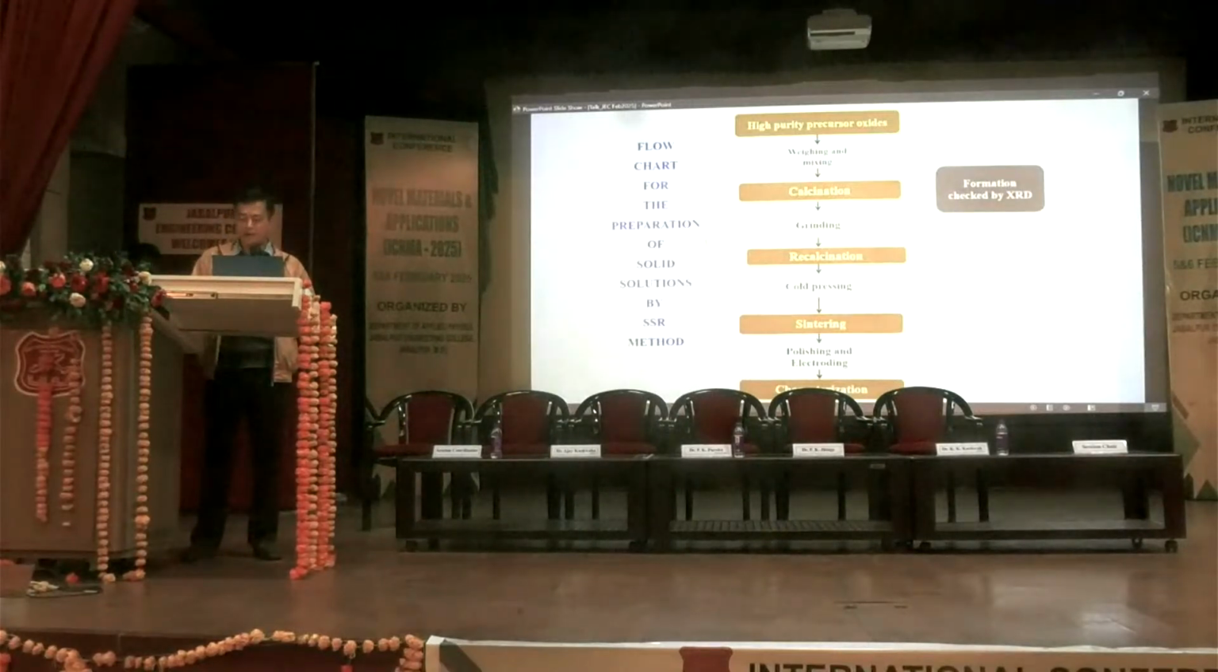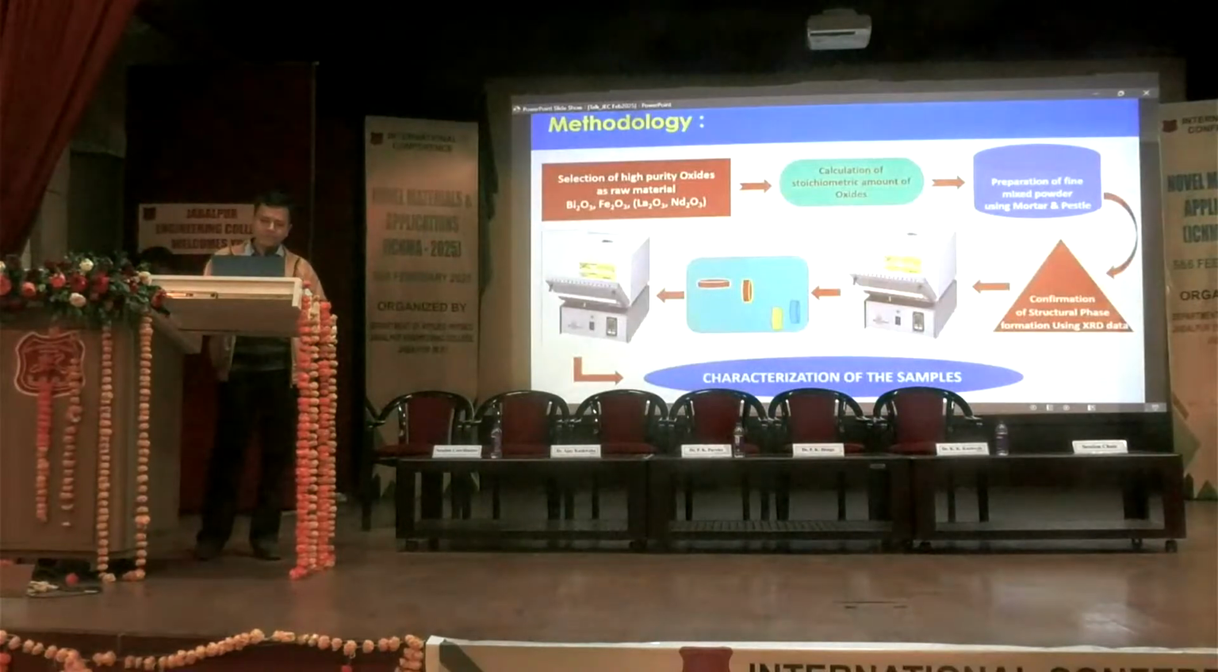Similarly, you can prepare your material by other chemical methods also. This figure shows the methodology. Here the rare earths we have used are lanthanum and neodymium. The basic materials are bismuth oxide and iron oxide for BFO, and for doping you take either lanthanum oxide or neodymium oxide, and some others like samarium, yttrium, dysprosium, and so on.